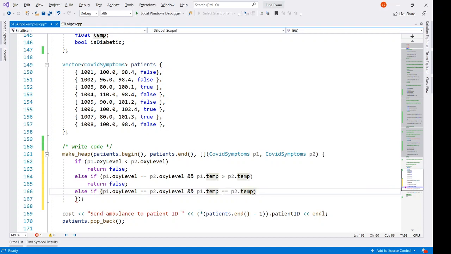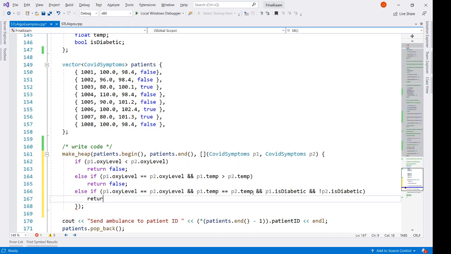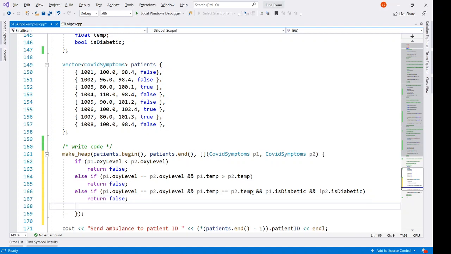then we check for the diabetic level. So if P1 is diabetic and P2 is not diabetic, then we return false, right? Because P1 takes higher priority, okay? And else we return true. Then otherwise P2 takes high priority.